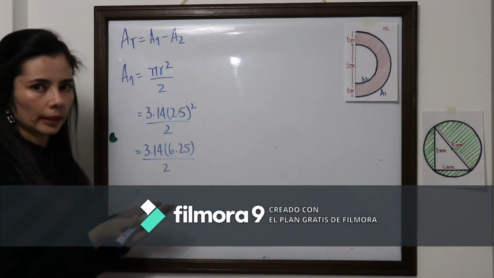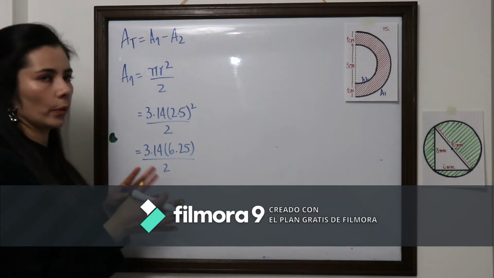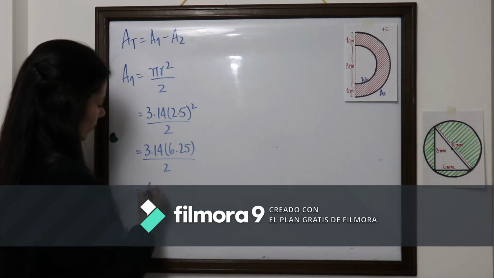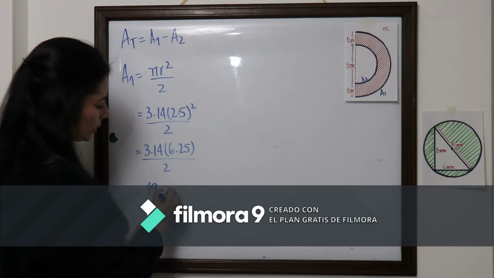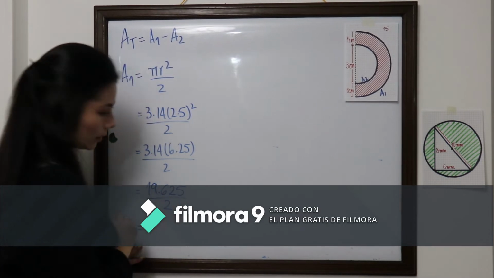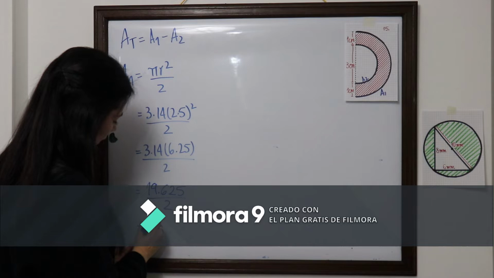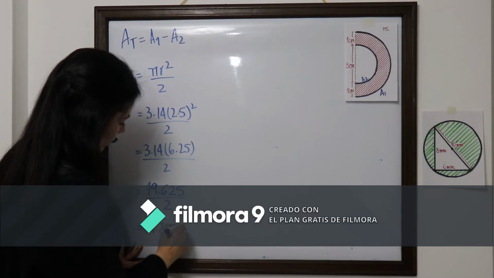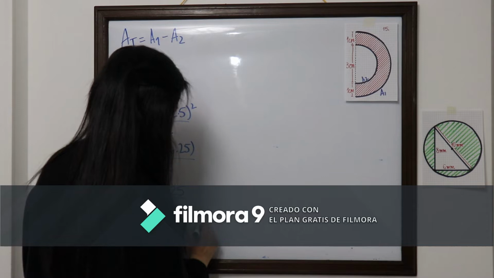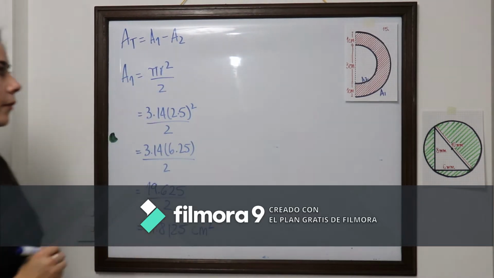That's a long multiplication that I decided to do on the side so we wouldn't get such a long video. And so that's going to be 19.625, divided by 2. That's going to get us 9.8125 square centimeters. That's going to be the first area.